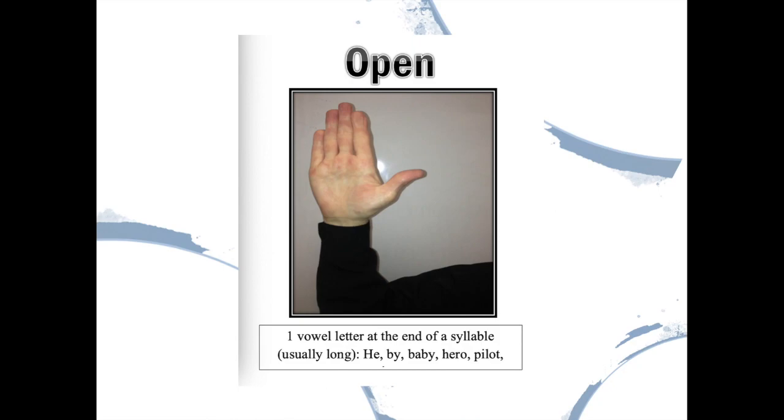Bay, we have the A not followed by a consonant sound in that syllable, so it makes the A long. B, here we have the vowel Y at the end of the syllable. In this case, unlike with by, the Y in baby is spelling B, and so the Y is acting as a long vowel E sound. Two other examples, we have hero and pilot.